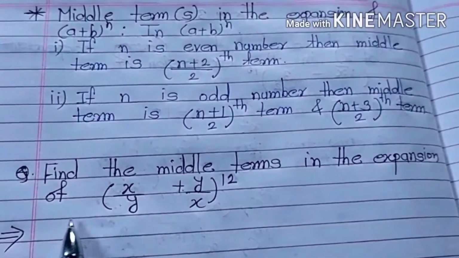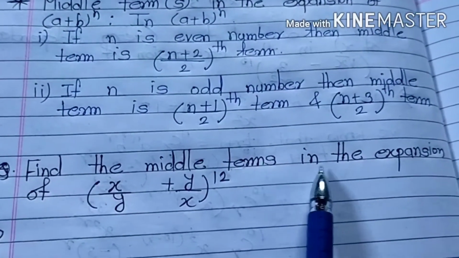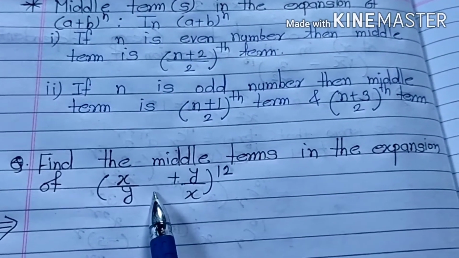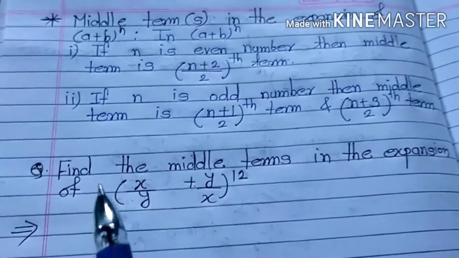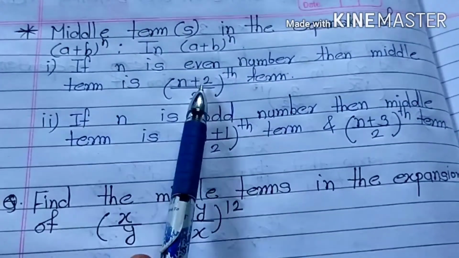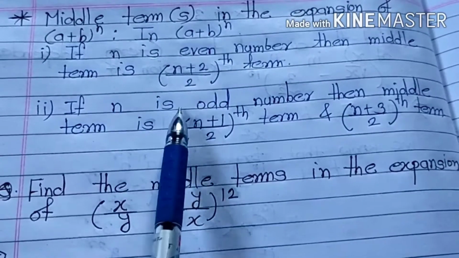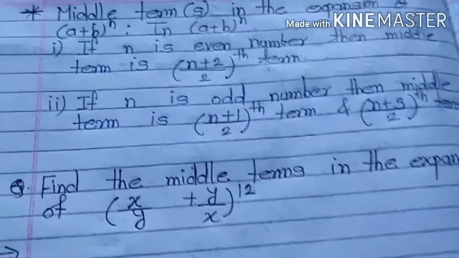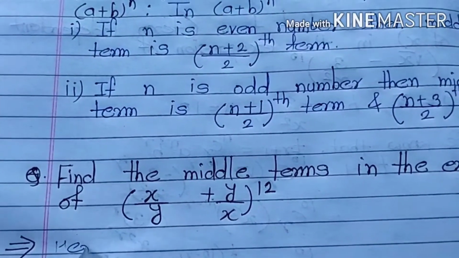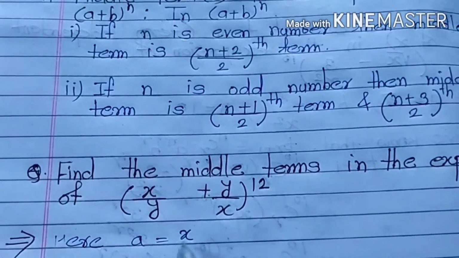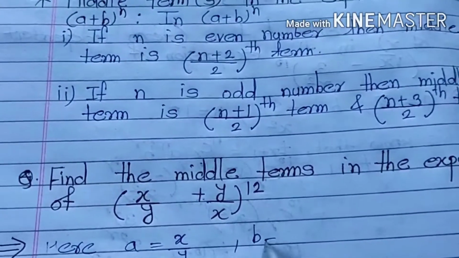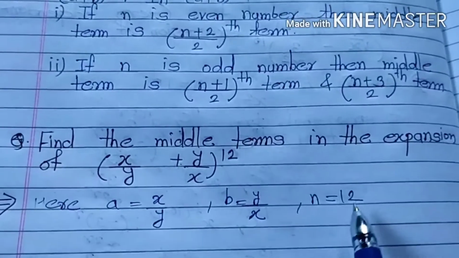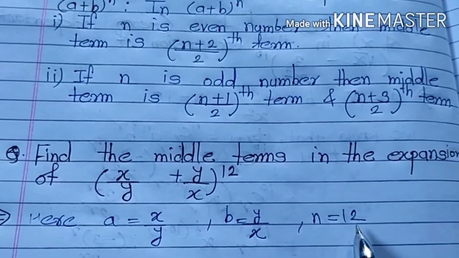So it is our example: find the middle terms in the expansion of this. In this question we have to find middle terms. Before that, if n is even, then we can use this formula, and if n is odd, then we can use these two formulas to find middle terms. So here a is equal to x/y, b is equal to y/x, and n is equal to 12, which is an even number.